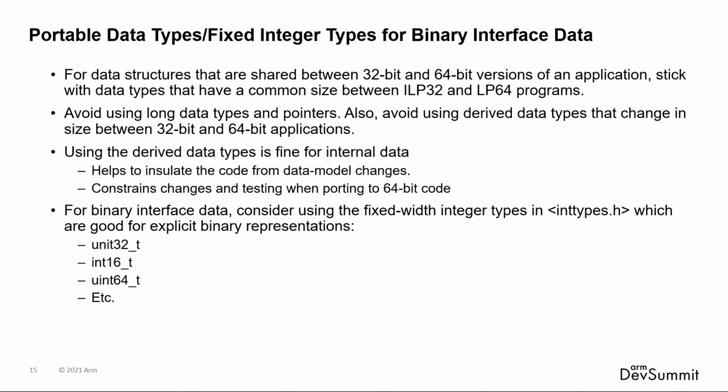Nevertheless, as with the sizeof operator discussed before, when making any changes to the code, consider whether the loss of precision will actually have any practical impact on the program. For binary interface data, consider using the fixed width integer types in inttypes.h. These types are good for explicit binary representations of all of the following types: memory data, over-the-wire data, hardware registers, and binary data structures. These data types keep their size and sign characteristics regardless of what data model is implemented in a given compiler.